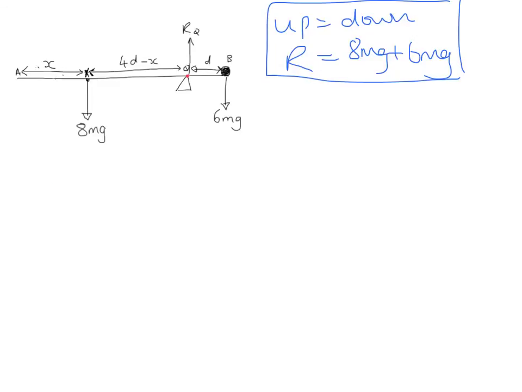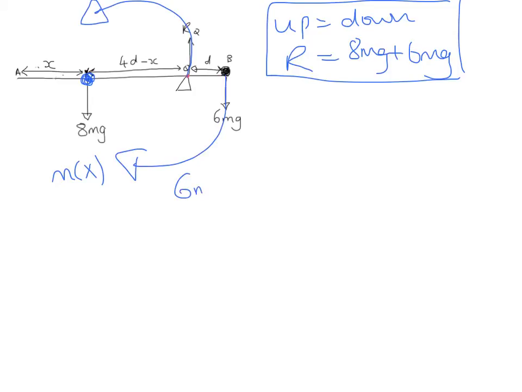Now I'm going to take moments about x. Now about x, if we're taking this as the point we're taking moments about, there's only two forces that have a moment, because the 8 mg is going through that point, so it doesn't have a moment about that point. It doesn't cause any tilting. So we've got the R going anti-clockwise, and we've got the 6 mg going clockwise.